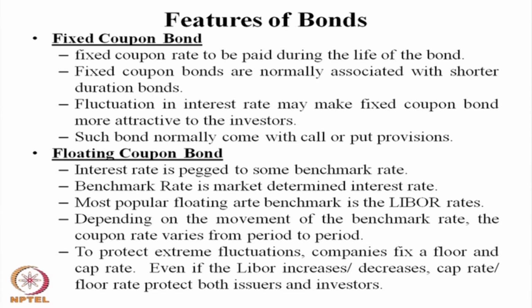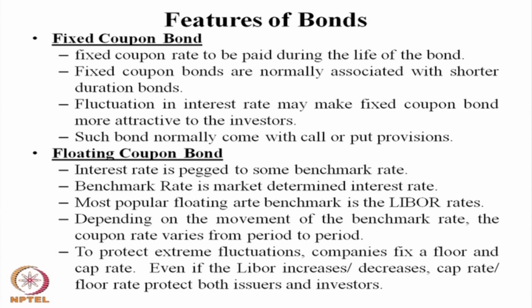In case of floating coupon bonds, the interest rate is pegged to some benchmark rate, because this benchmark rate itself is floating and the coupon is linked to this benchmark rate. Benchmark rate is a market determined interest rate, and as per the economic scenario, inflation, opportunity cost, recession, development of the economy, the benchmark rate fluctuates.